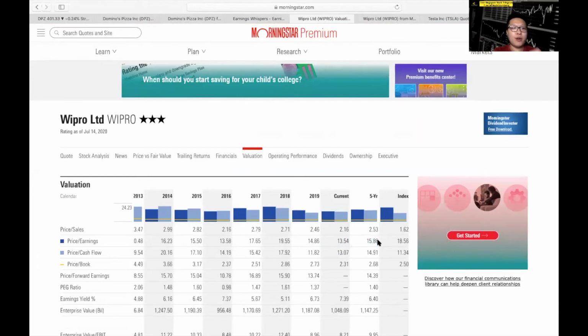Which means, on average, what is the PE ratio of this particular company? You can see the 5-year average PE ratio is about 15.88, and right now it is at 13.54. That means it is trading at a PE ratio that is slightly below average, which means slightly below value based on the 5-year average.